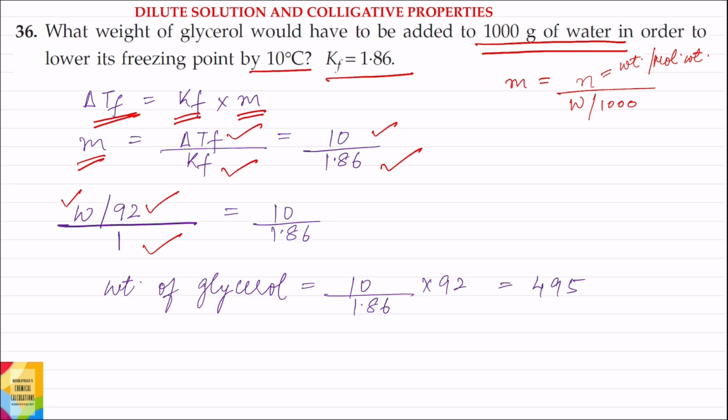Now weight of solvent in this question is 1000 gram. So converting it into kgs, 1000 gram will be equal to 1000 divided by 1000, which is equal to 1 kg. So W by 92 divided by weight of solvent, which is 1 kg, is equal to 10 divided by 1.86. Solving, weight of glycerol will be equal to 495 grams.